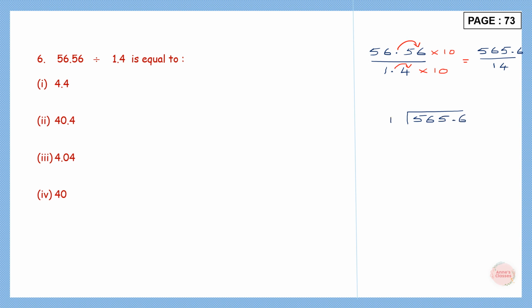565.6 divided by 14. 14 into 56 is 4. So minus, we have 0 and I bring down the next number which is 5. 5 is small, so I put a 0. Now look at this point, carry that point up and bring down the next number 6. Now again I have 56. 14 into 56 is 4. Now my remainder is 0 and my answer, the quotient, is 40.4, and that is option 2, 40.4.